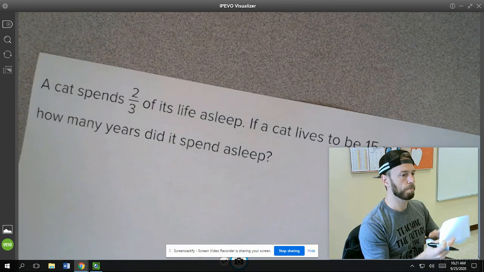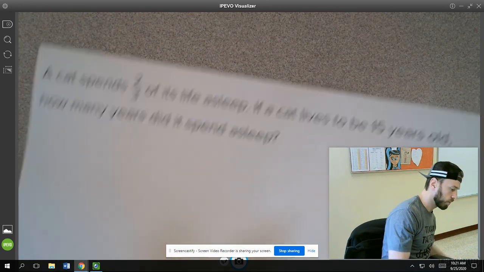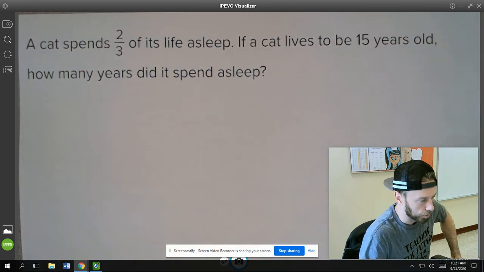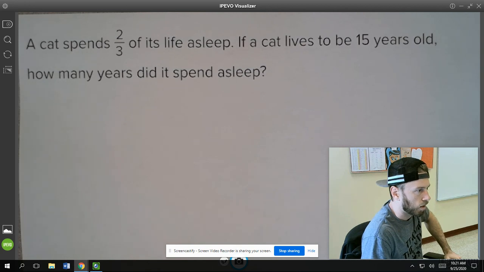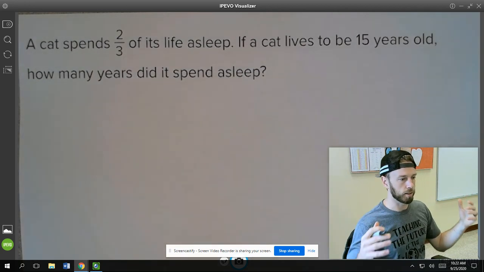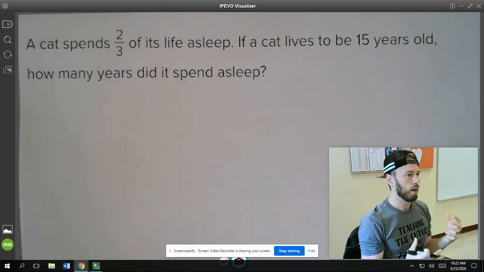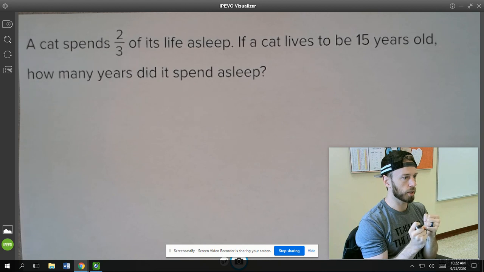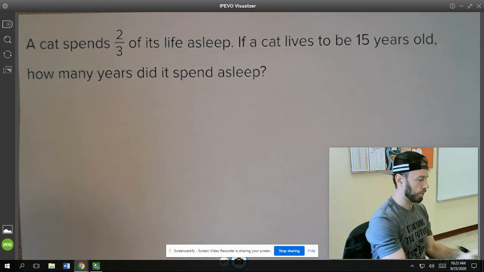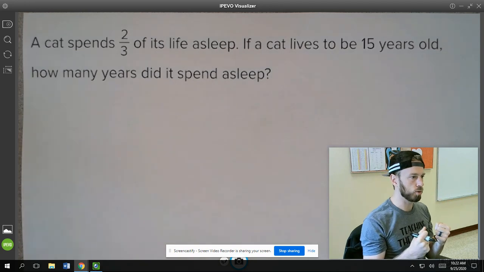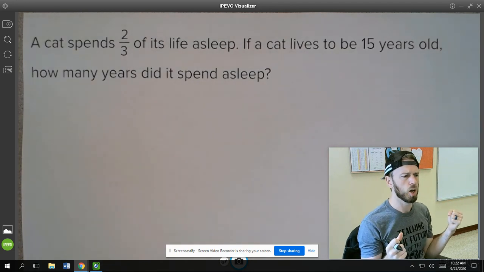Let's do one more together, and then I'll give you guys the assignment. A cat spends 2/3 of its life asleep. If a cat lives to be 15 years old, how many years did it spend asleep? Well, in order to find what 2/3 of 15 is, we multiply those numbers together. Keyword: of. 2/3 of its life. So we multiply 2/3 times 15, and it should give us something reasonable.